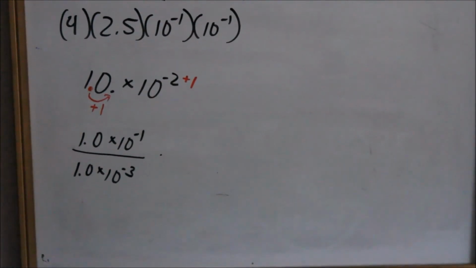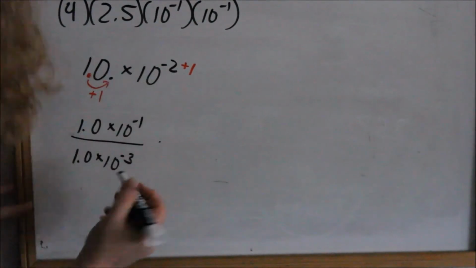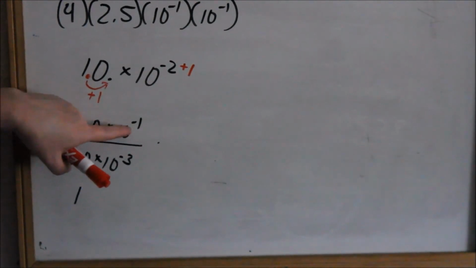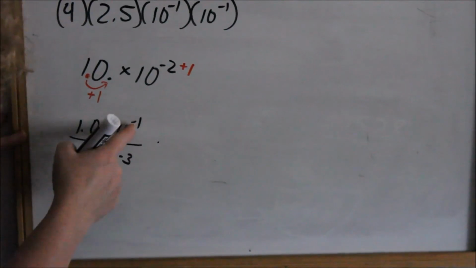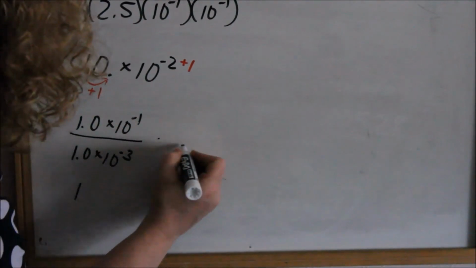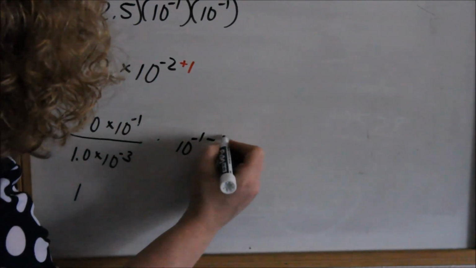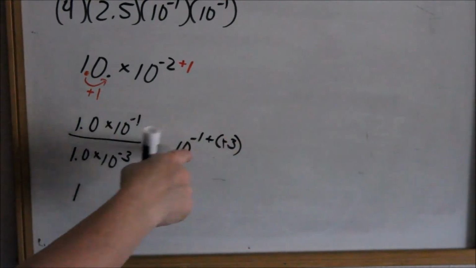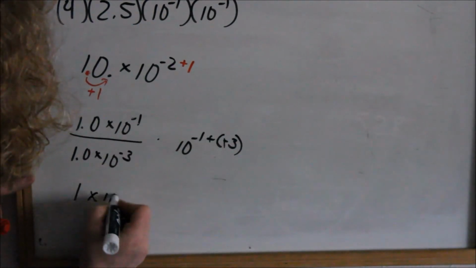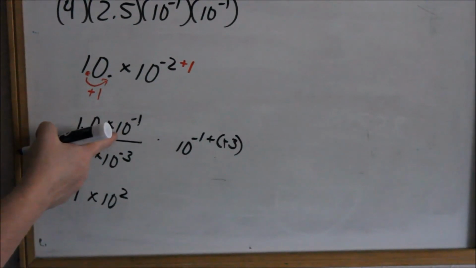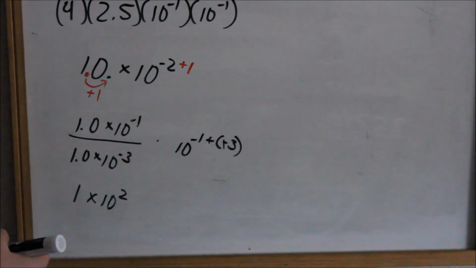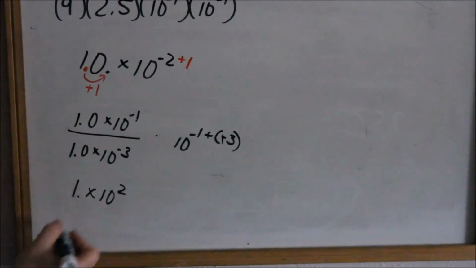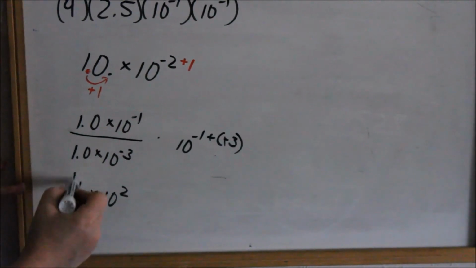1 divided by 1 is 1. Then I'm dividing, so I subtract my exponents. Be careful, this is negative 1 minus a negative 3. This would be 10, negative 1 minus a negative 3. Minusing a negative becomes a positive. So that becomes a positive 2. So this would be 1 times 10 squared. A negative 1 minus a negative 3 would be a positive 2. And then my decimal, any whole number, the decimal is already at the end. So my decimal is where I want it to be.